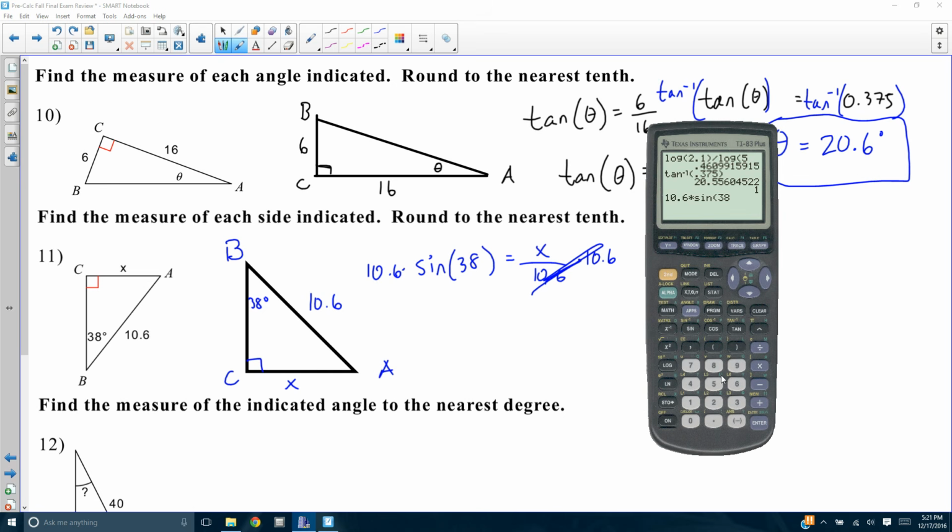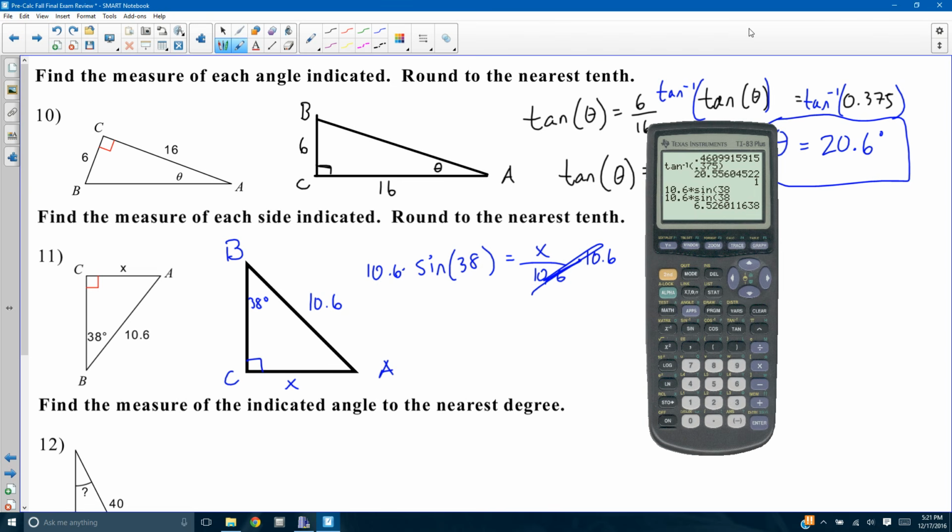And this will give me an approximate value. I'll show you different ways we can double check this. Whoops, I did something wrong. Let's try that again. 10.6 times sine of 38. Okay, 6.526, etc. So let's go ahead and round that. That's about 6.5 units.